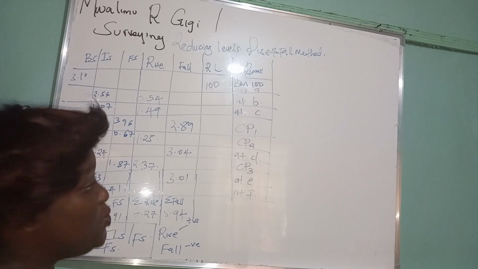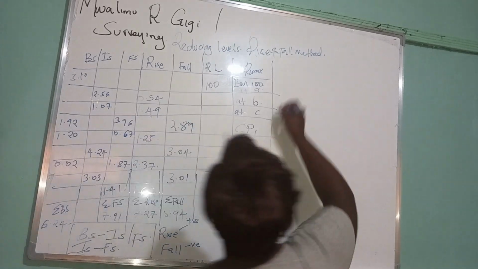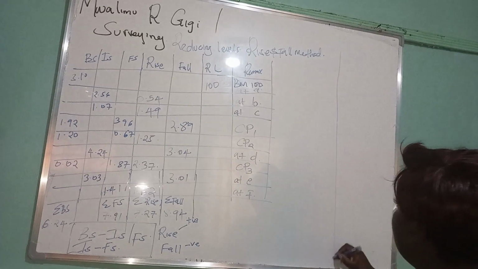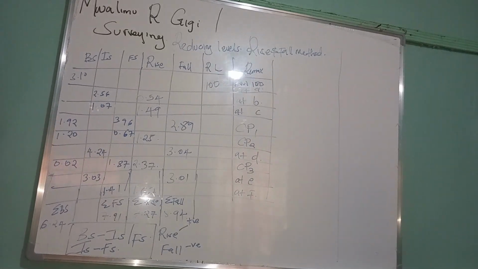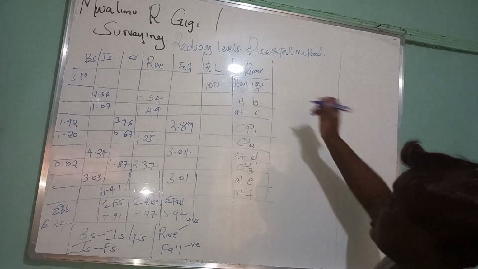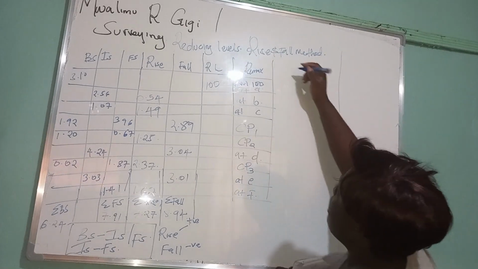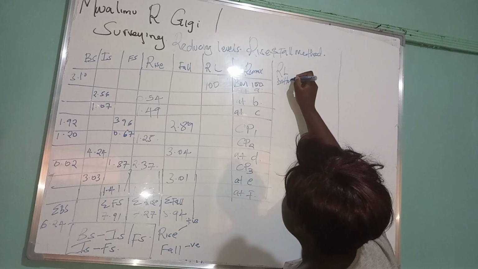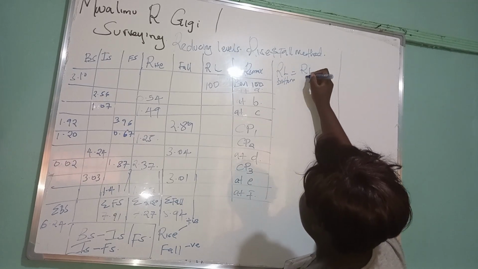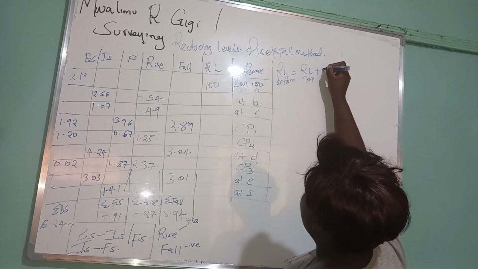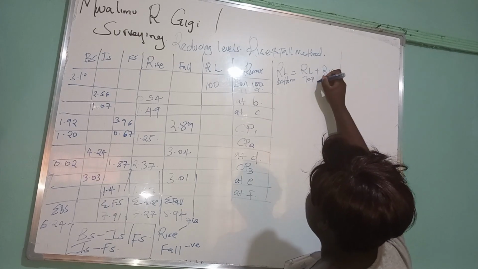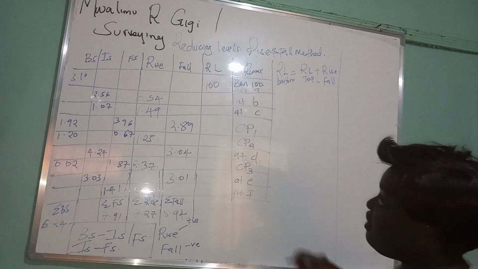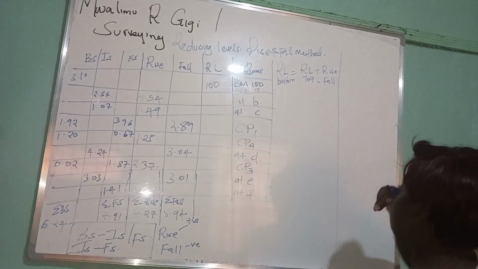So we can go to B. We can say that we can quote the formula. The formula is: reduced level at the bottom equals reduced level at the top plus a rise or minus the fall. So at point A we have 100, the reduced level is 100.